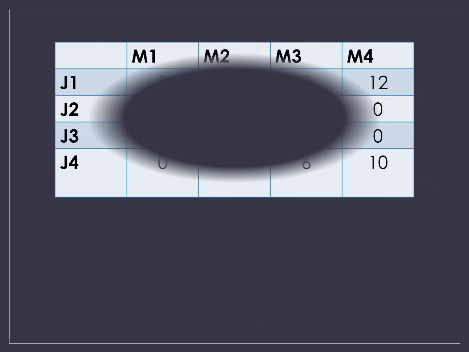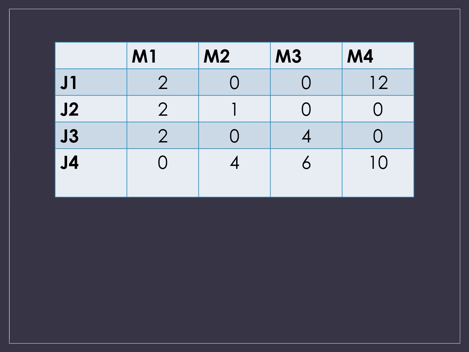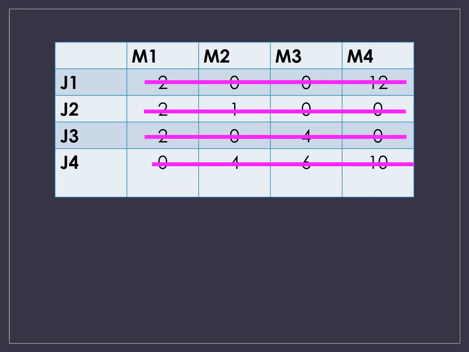In the next stage, we test the optimality. For that, we have to see whether we will be able to cover each zero with the minimum number of straight lines. Here, I am using 4 straight lines. Since the number of straight lines equals the number of rows, this is my optimum solution.